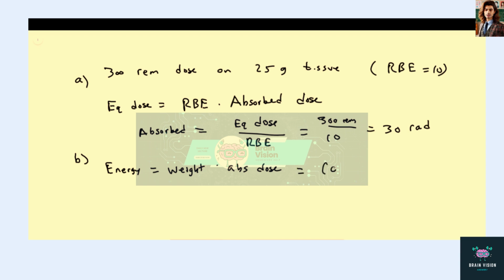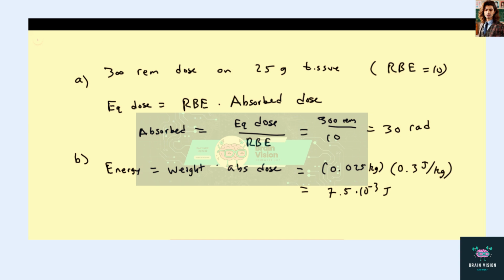This is equal to 0.025 kilograms using SI units. And converting rads to joules per kilogram, we find that this is 0.3 joules per kilogram. And this gives us a total value of 7.5 times 10 to the minus 3 joules. This is how much energy the person absorbed.